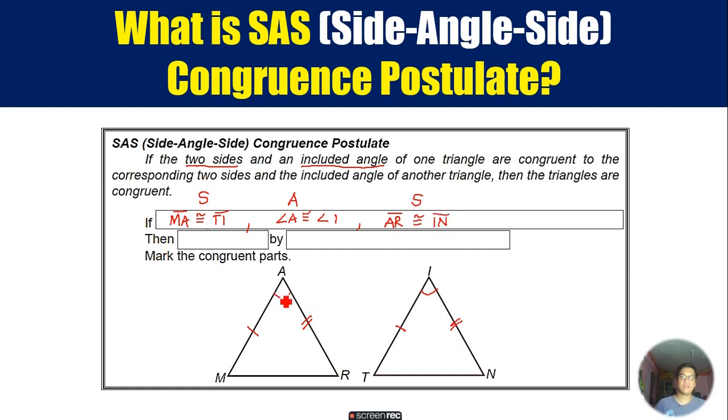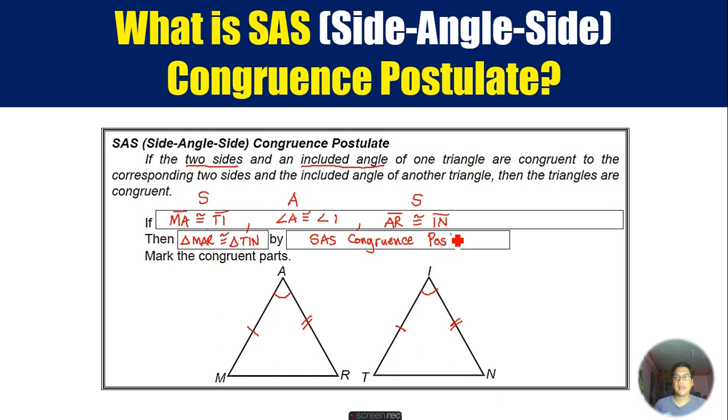Okay, so look at the position of the angle. So the angle is actually between the two sides. Any other combinations will do for as long as you remember that the angle must be between the two sides. So then we can name the two triangles. So triangle MAR is congruent to triangle TIN by, of course, side angle side congruence postulate.